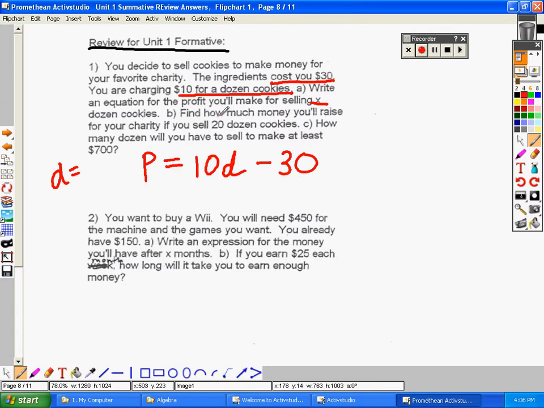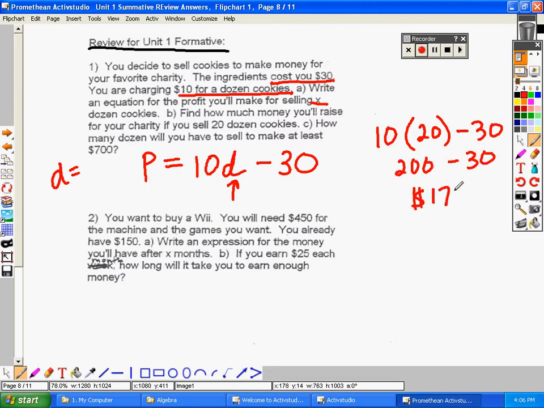Then letter B, it says find out how much money you'll raise for your charity if you sell 20 dozen cookies. Well, it's giving us D. Well, all I have to do is 10 times 20 minus 30. You get 200 minus 30. You will make $170 selling 20, I'm sorry, 20 dozen cookies.